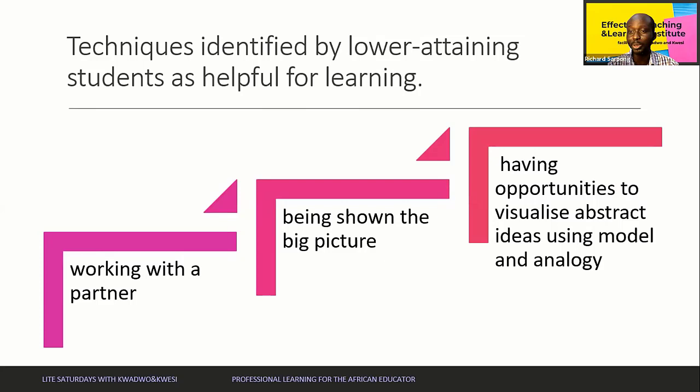Collaborative learning is important. Learning from their peers, working with others is one key thing. And we've talked about the fact that they need to see the whole thing, the big picture of their learning and how the learning progresses. So another key aspect of this is also helping them to see an abstract idea using modeling and analogy.